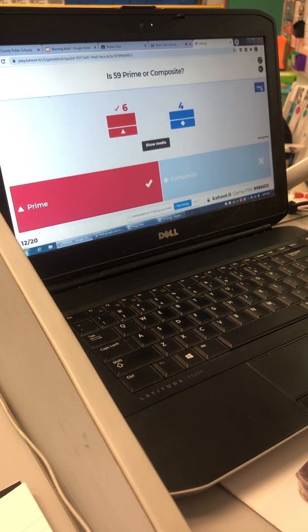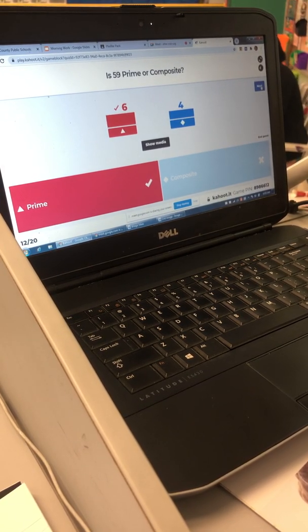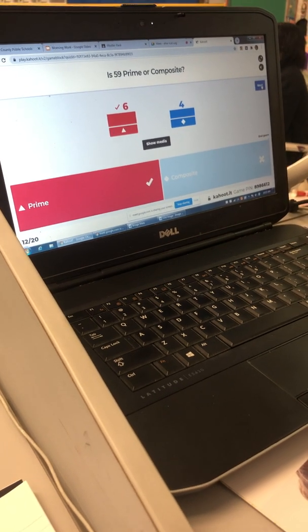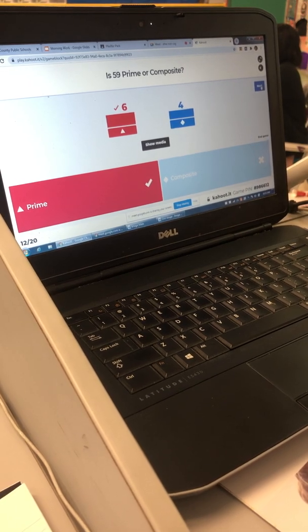All right, so it is prime. There is no number I can multiply to get 59, other than 1. So we have 1 times 59. It is not even, so it's not 2. It's not 3. It's not 4. It's not 5. So what you would do is either divide each one of them, or you would say, all right, this times what is this? Okay, so that is it.